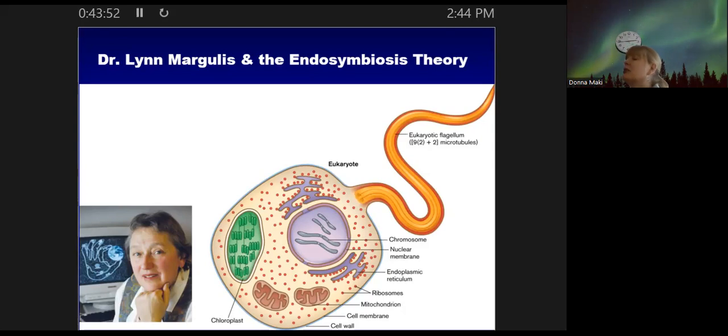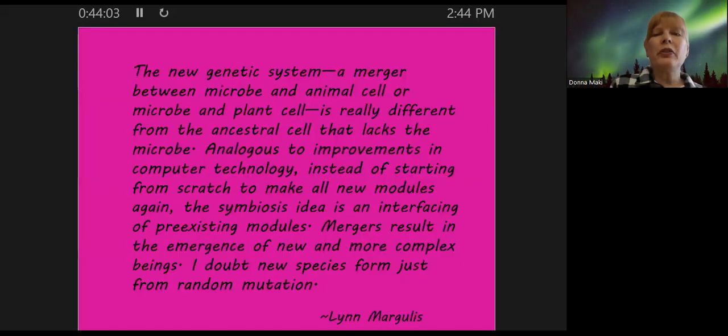And so Lynn and Dorian wrote a lot of books, scientific books that are actually really easy reads, not a bunch of jargon. It's not that technical. Very, very interesting. So one of the quotes from her on this idea of symbiosis, this merger between microbe and animal cell or microbe and plant cell, is really different from the ancestral cell that lacks the microbe. Analogous to improvements in computer technology, instead of starting from scratch to make all the modules again, the symbiosis idea is an interfacing of pre-existing modules. Mergers result in the emergence of new and more complex beings. I doubt new species form just from random mutation.